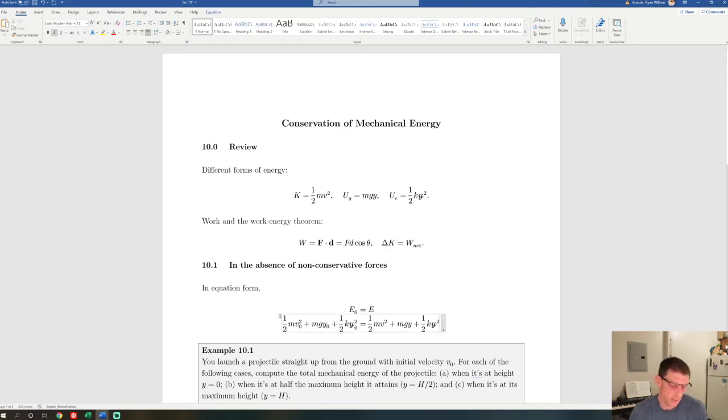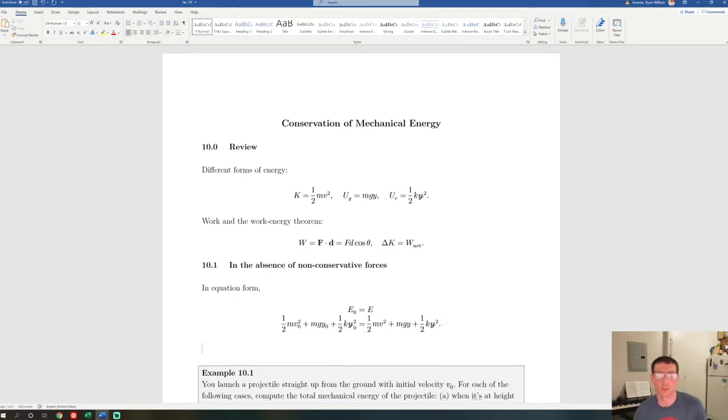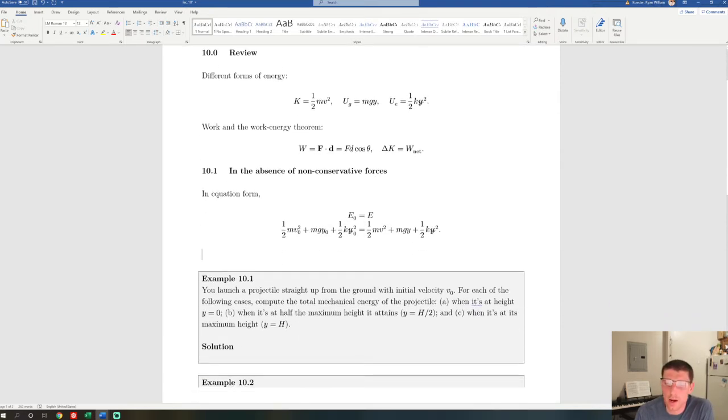Okay, so the reason it won't always necessarily look like this is because we might have problems where, for instance, there are no springs involved, right? In which case we wouldn't need to write this term here and this term here. Or alternatively, if we think about motion in the x direction, there won't be any change in gravitational potential energy, right? So we can do away with these terms here, this one and this one. But most generally, it will look like this.